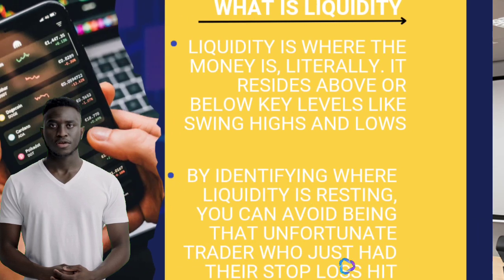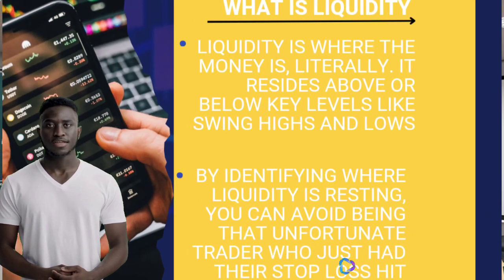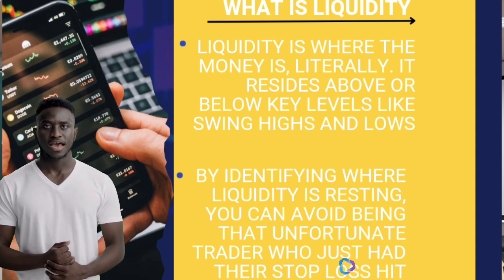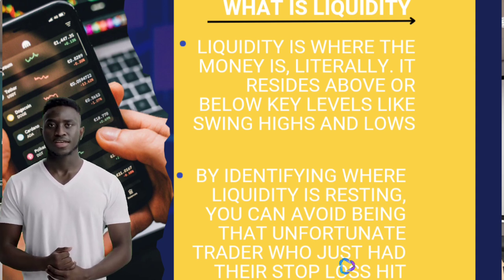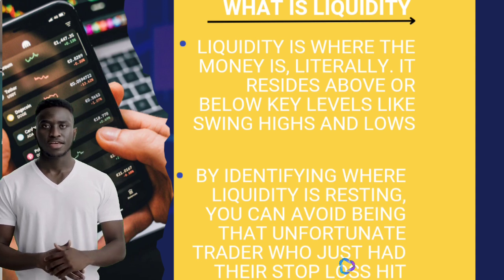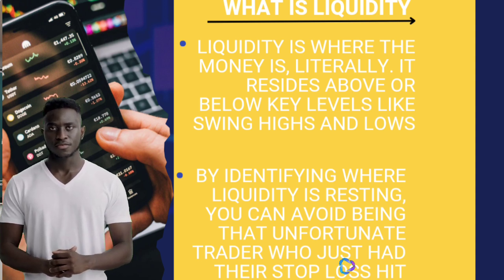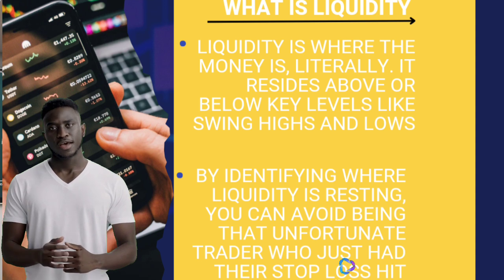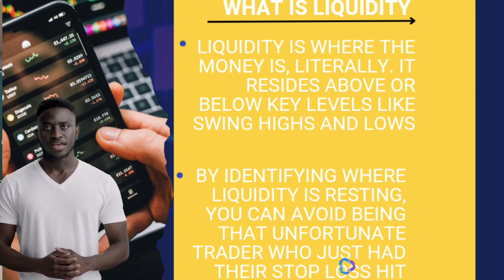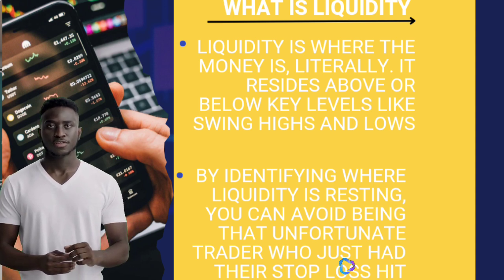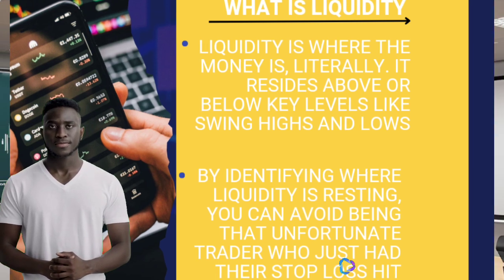Section 2. Liquidity. Next, let's dive into liquidity. Liquidity in the market is like the candy at a piñata party. Everyone wants it, and the big kids, aka institutions, usually get to it first. Liquidity is where the money is, literally. It resides above or below key levels like swing highs and lows, where retail traders typically stash their stop losses, thinking they're safe. Spoiler alert, they're not.